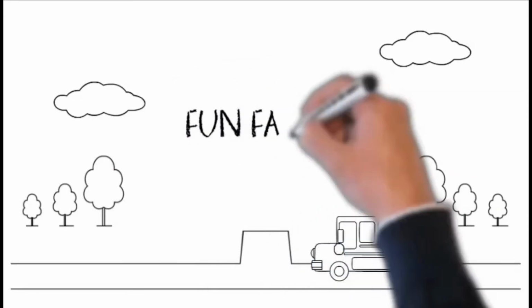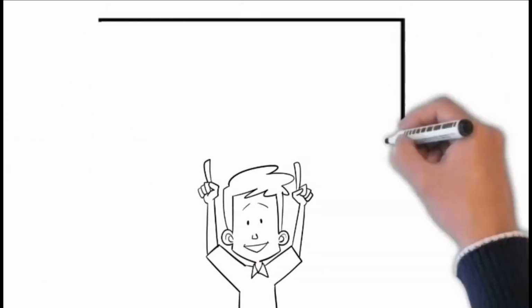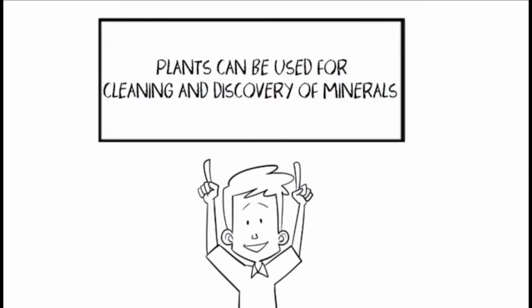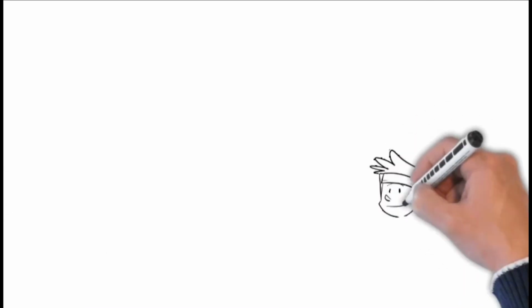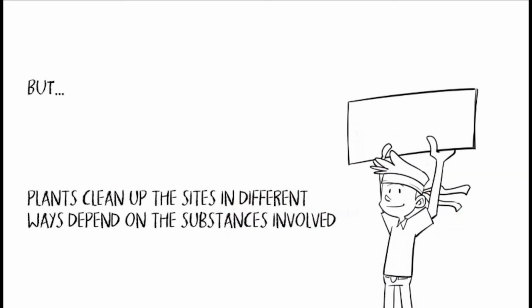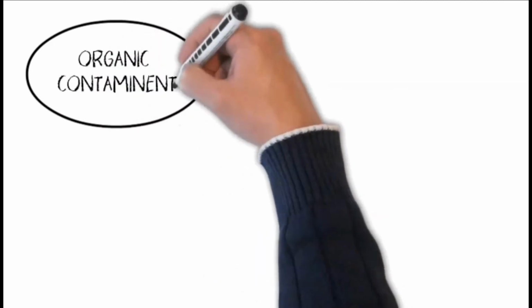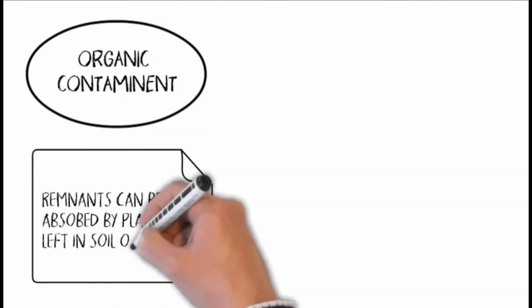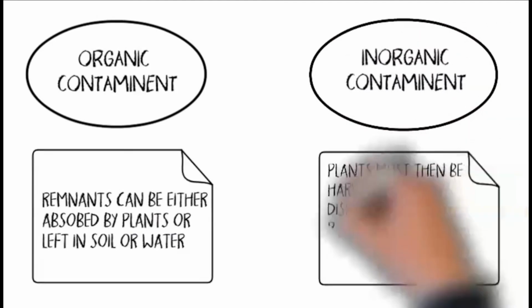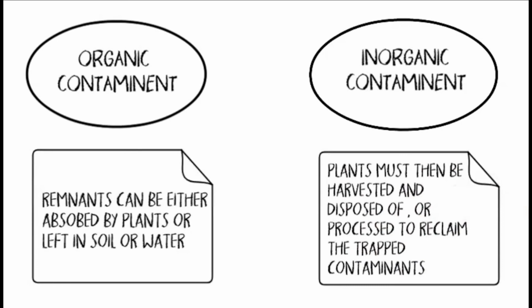The last one is fun facts. Did you know that plants can be used for cleaning and discovery of minerals? But plants clean up the site in different ways depending on the substance involved. For organic contaminants, remnants can be either absorbed by plants or left in soil or water. For inorganic contaminants, plants must then be harvested and disposed of or processed to reclaim the trapped contaminants.